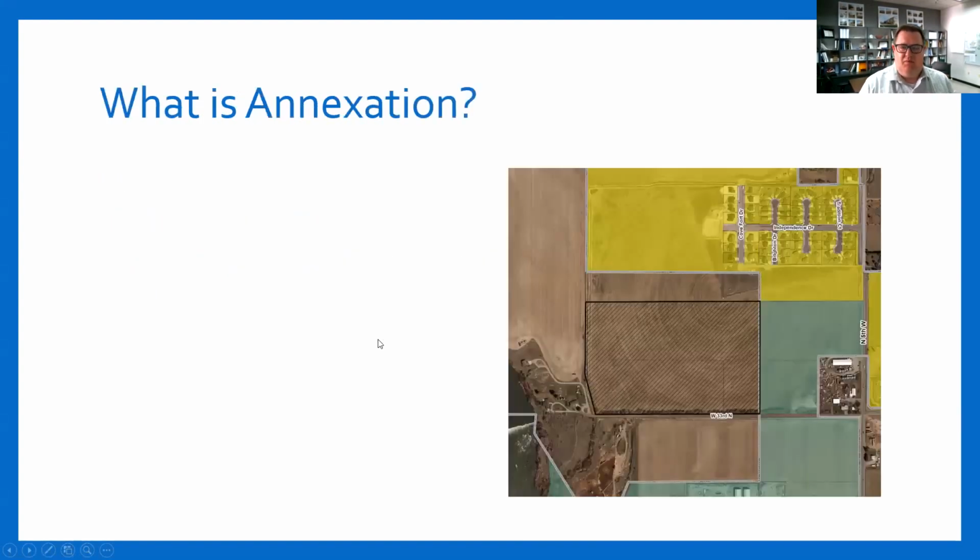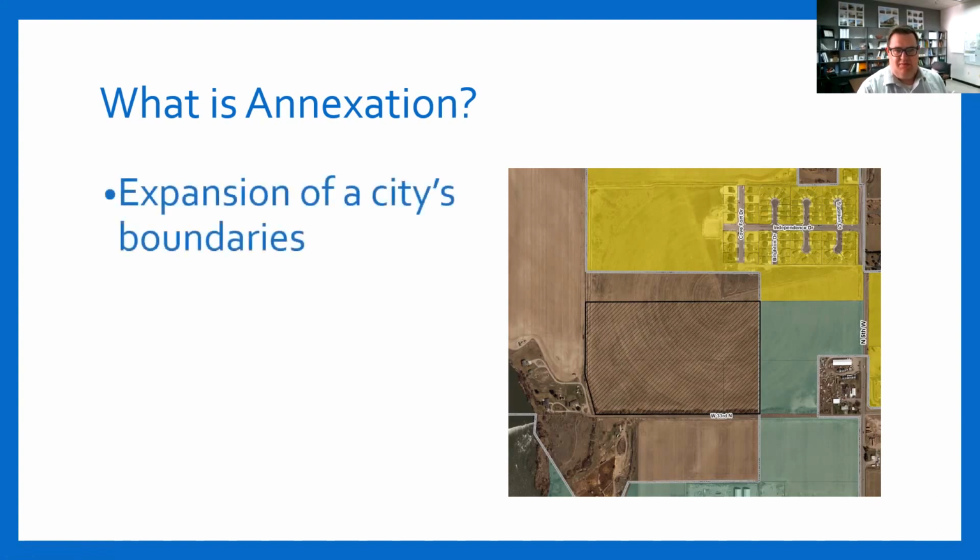So let's just talk about what annexation is. And I'm going to use the map on the right. Those properties that you see in the yellow and the teal, those are areas that are already annexed into Idaho Falls. And that hatched area that you see is a property that was recently proposed for annexation. And so when we think about what annexation is at a really basic level, it's about expansion. First of all, it's the expansion of a city's boundaries. It's just literally the city getting larger, more land that will be part of that jurisdiction.